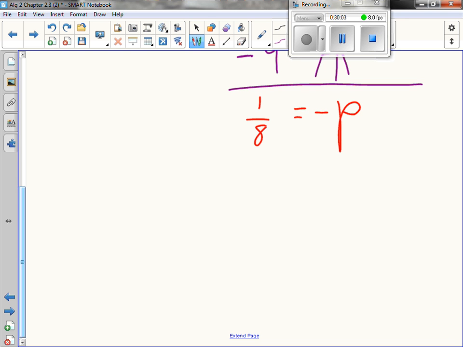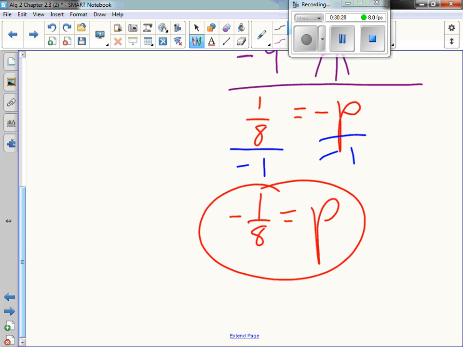But we're not quite done. What do we need to do? Divide by -1, yes, because a negative divided by a negative is positive. So P is equal to negative 1/8. Any questions on how we found H, K, or P? Okay.